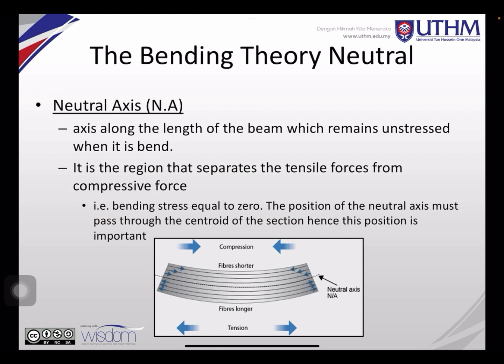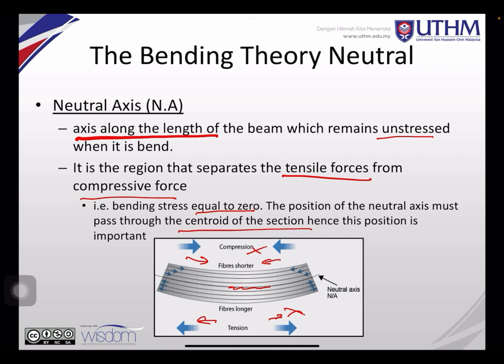So, neutral axis. The neutral axis is the axis along the length of the beam which remains unstressed. It is the point that is not stressed when the load is applied. As you can see, when it is bending, the upper part will be in compression and the lower part will be in tension. But at the neutral axis, it won't be affected by either compression or tension. It is the region that separates the tensile and compressive forces. So this is the borderline of it. The bending stress is equal to 0 at that point, no bending stress. The position of the neutral axis must pass through the centroid of the section. Hence, this position is very important, so we have to determine it.